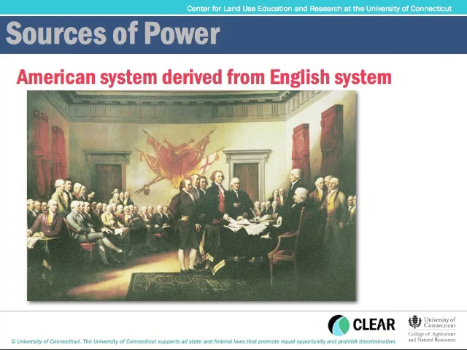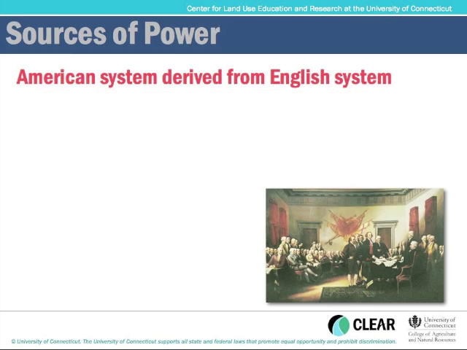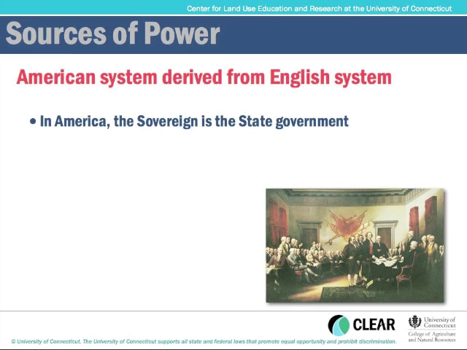Now, the American system, obviously we had a revolution from the English nearly 250 years ago or so. During that revolution, we obviously broke from the way that government was run in England, and so we had to come up with our own system, and that was a lot to undertake. We really did borrow heavily from the English system, but instead of having a sovereign, a king or queen, which we no longer had, we instead made the sovereign the state government, and I'm talking about individual state governments. So they really form the idea of what is the sovereign entity in land use.